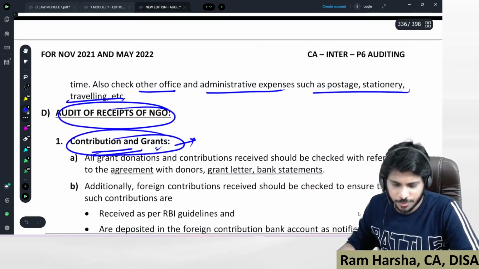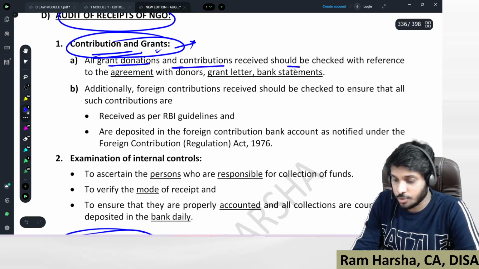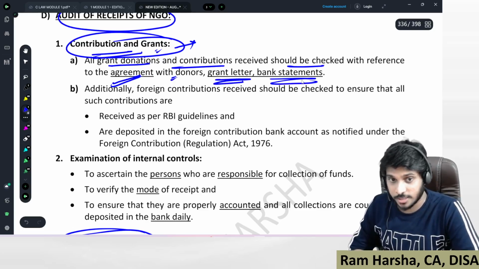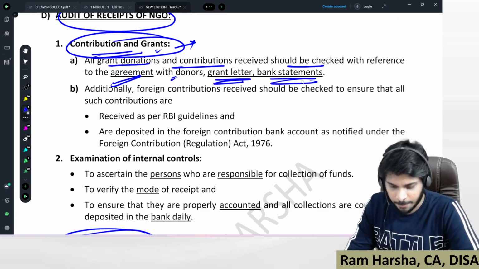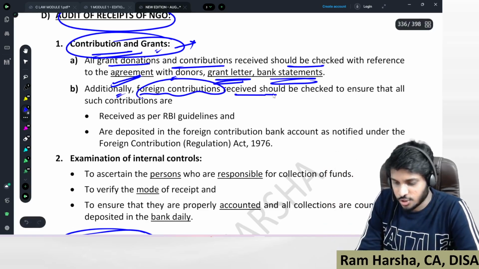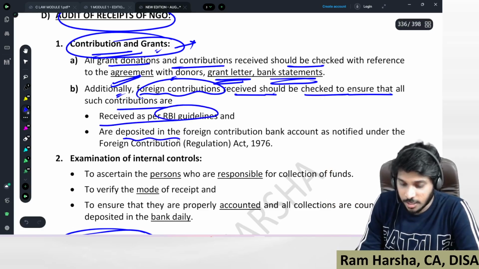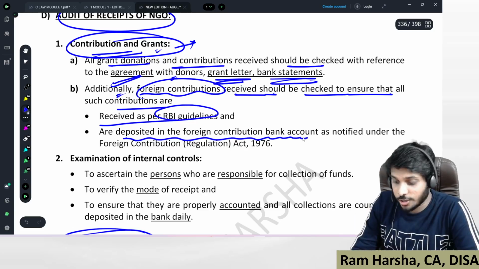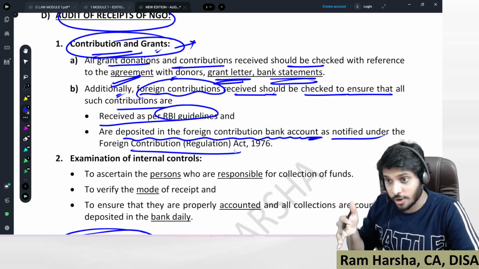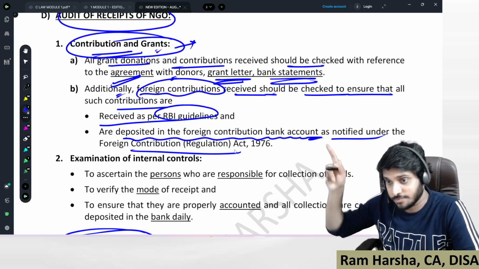Now you see, contributions and grants. We should check all grants, donations and contributions with reference to the agreement with the donor, grant letter, bank statement, all that. If it is a government grant, a letter will be there. Additionally, foreign donations received from foreign countries should be checked to ensure that they are received as per RBI guidelines and deposited in the FCRA foreign contribution bank account, as notified under the FCRA Act. Whenever you are receiving any donations from abroad, you have to maintain a separate bank account as per FCRA regulation. You will understand this in CA Final company law.